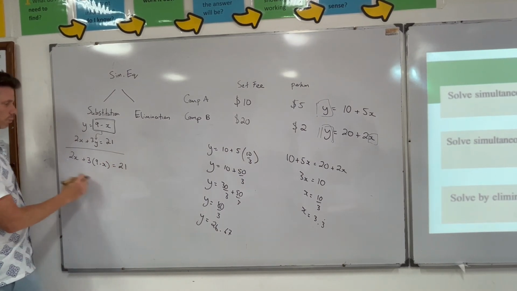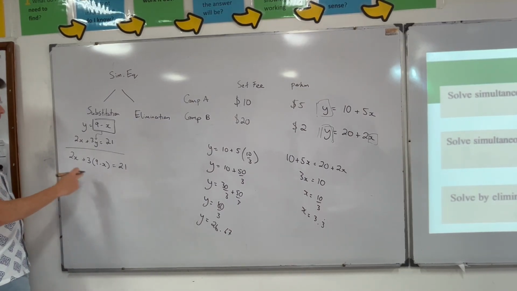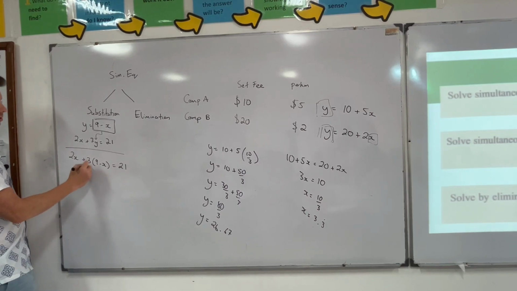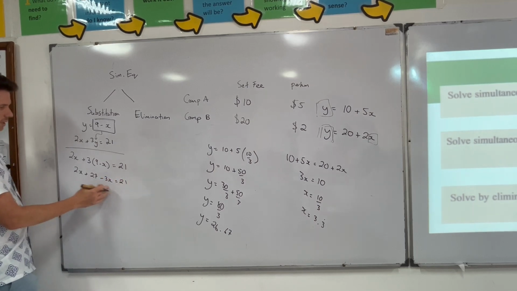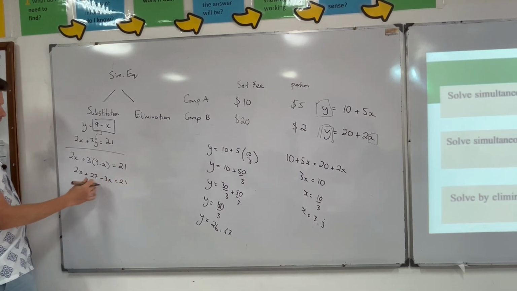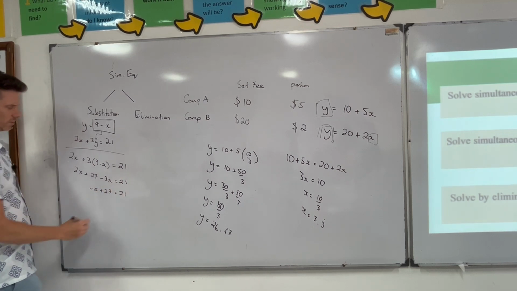And that equals 21. So what we're left with here is just like an algebraic equation like you were solving. There's no more y's anymore, it's just x's. 2x plus 3 times 9 is 27. 3 times x is minus 3x, equals 21. Like terms can be combined here. So I have minus x plus 27 is equal to 21. What's x going to give here?